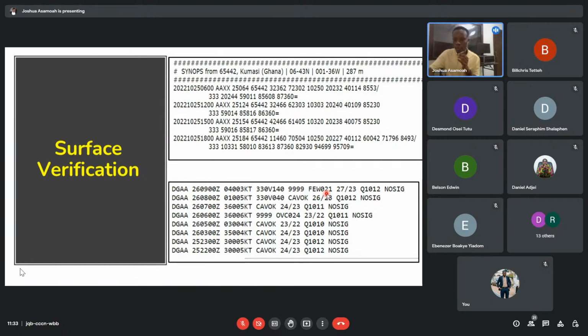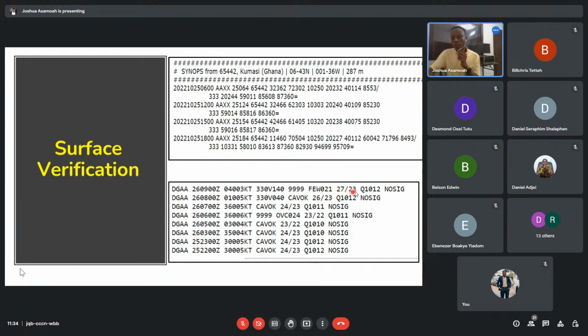So if this was a CB cloud, they would have added CB here to tell you that the cloud we are reporting is a CB cloud. But if it's not a CB cloud or a towering cumulus cloud, you are not interested. So you don't bring it there. Just tell us the amount of the cloud and then the height of the cloud, and we are done.